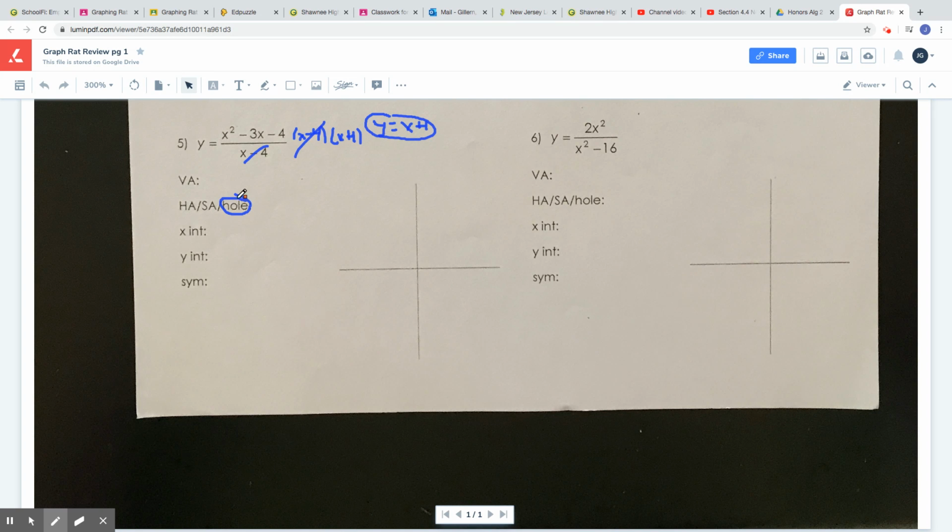So it's a line with a hole in it, which means there is no vertical asymptote. To figure out where the hole is, you look at what factor got canceled. X minus 4 got canceled out. What makes that equal to 0? 4 does, so that is the x coordinate of my hole. To get the y coordinate, I plug that into what's left, y equals x plus 1. 4 plus 1 is 5. So I have a hole at 4 comma 5.